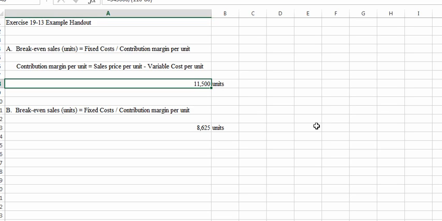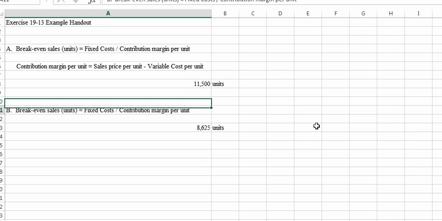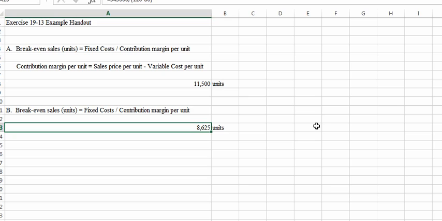Which goal would be easier for us to achieve? 11,500 units at $110 each, or 8,625 units at $120 each. Both of those get us to the break-even point. Here, as soon as we sell 8,626 units, we've now earned a profit of $40, equal to the contribution margin per unit. Once you go one over, you're into profit.